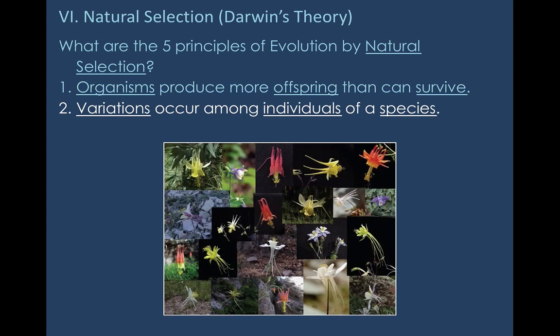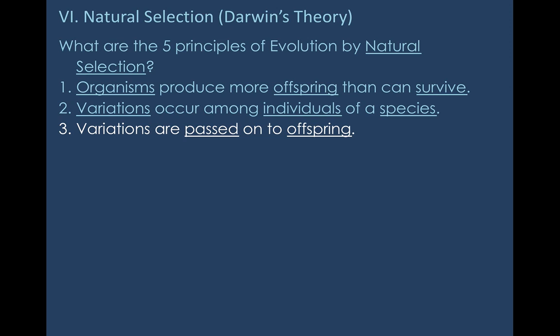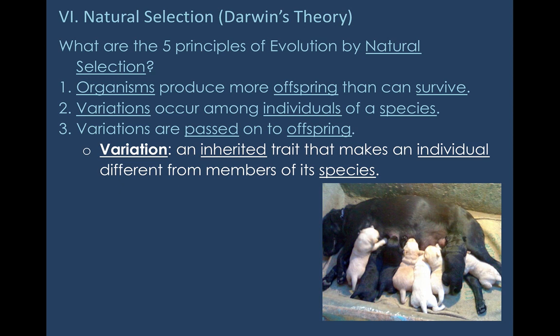Now, there are variations that occur among individuals in a species. They're not all the same. So within a species, you're going to have a lot of things that are similar, certainly enough that makes them the same species, but there's going to be some things that are different from one member to the next. And those variations are part of their DNA, and they're going to be passed on to their offspring. The variations might be something as simple as hair color, or it could be something that actually is going to help the organism survive better in its environment. By definition, a variation is an inherited trait that makes an individual different from members of its species. Still the same species, still lots in common, but some differences that may or may not affect its survival.